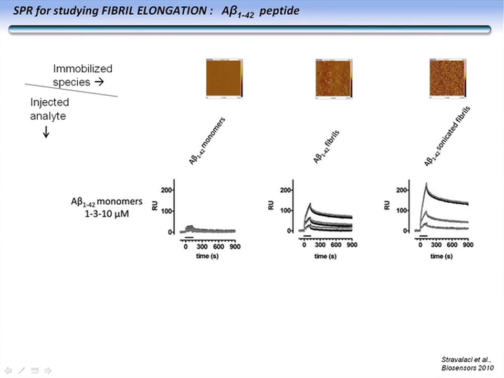And so we injected beta-42 monomers. So you can see here the main results. The first point is that monomers bind the fibrils, but not monomers. And this can be expected because it indicates that fibrils, but not monomers, act as an efficient binding site and likely an efficient site for the elongation.